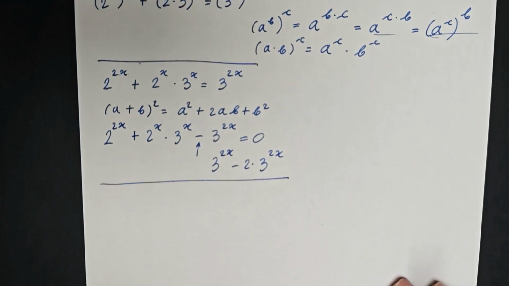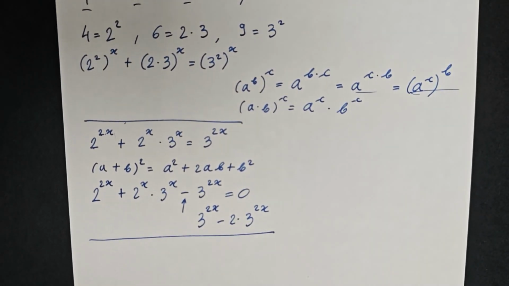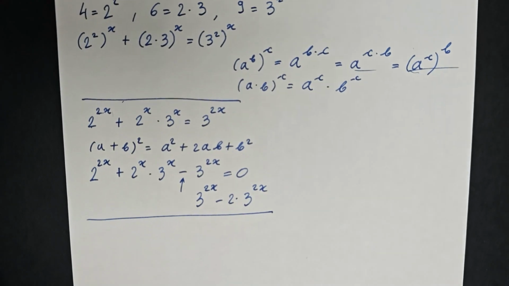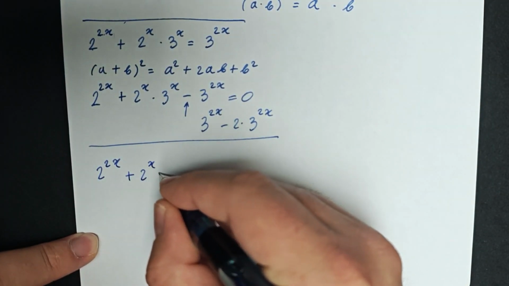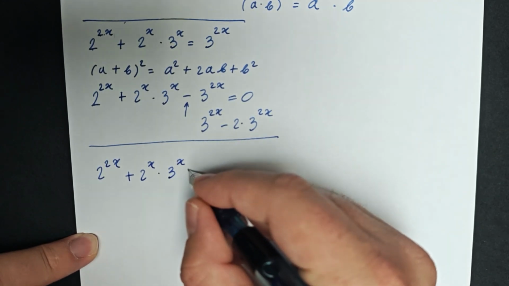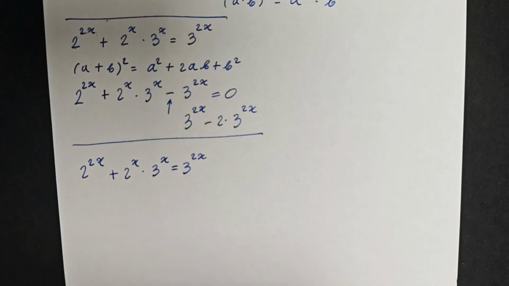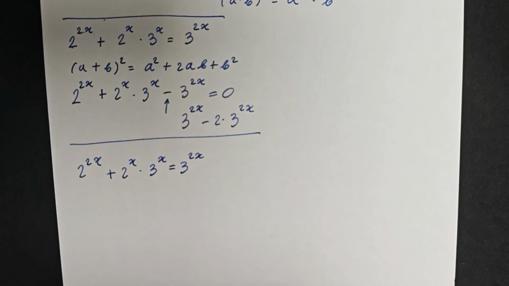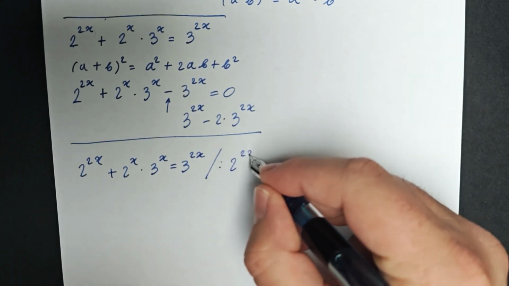Let's disregard it. Let's try to make a constant number 1. So we have our equation here, 2 to the power of 2x plus 2 to the power x multiplied by 3 to the power x is equal to 3 to the power 2x. From this equation we can make a constant 1 in a couple of ways. Let's do it this time by dividing the entire equation by 2 to the power of 2x.